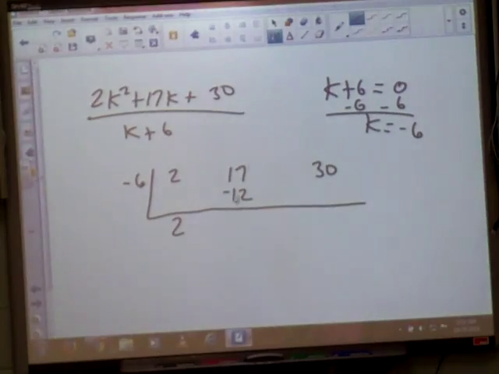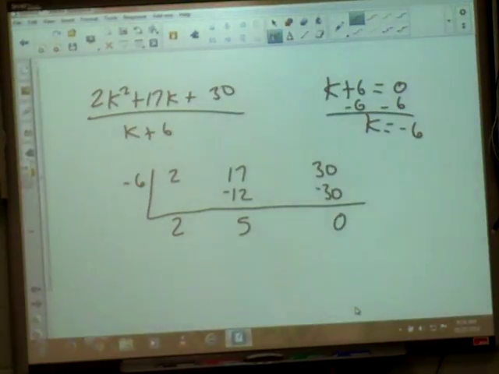And then you add. 17 and negative 12 is 5. Now you got a new number to multiply. 5 times negative 6 is negative 30. And then you add 30 and negative 30 is 0. So that you did your division there, but then the question is, well, how do you get your answer?